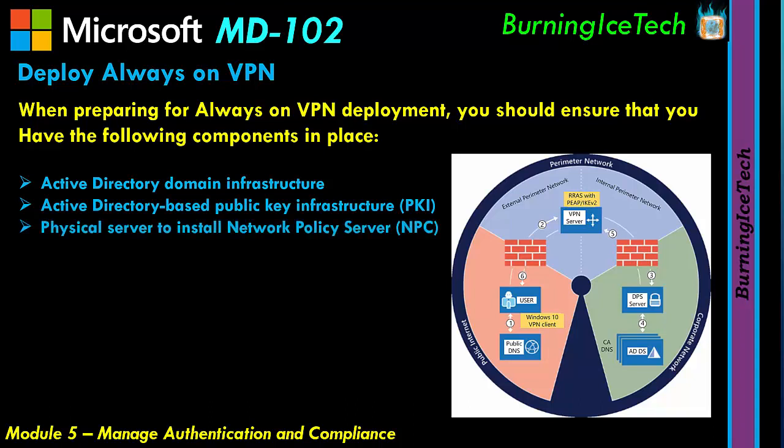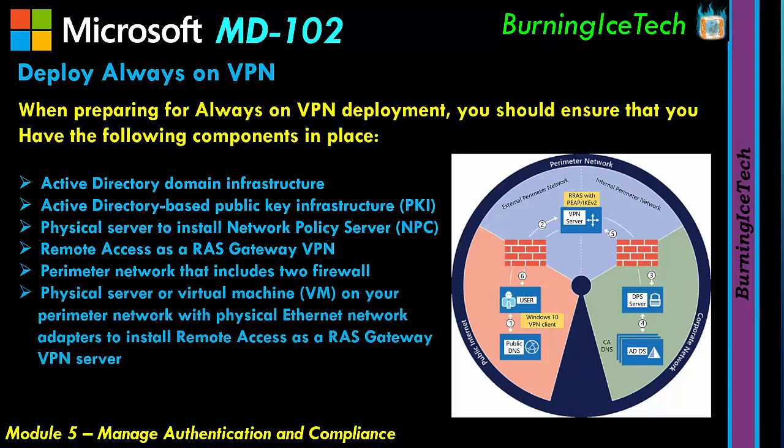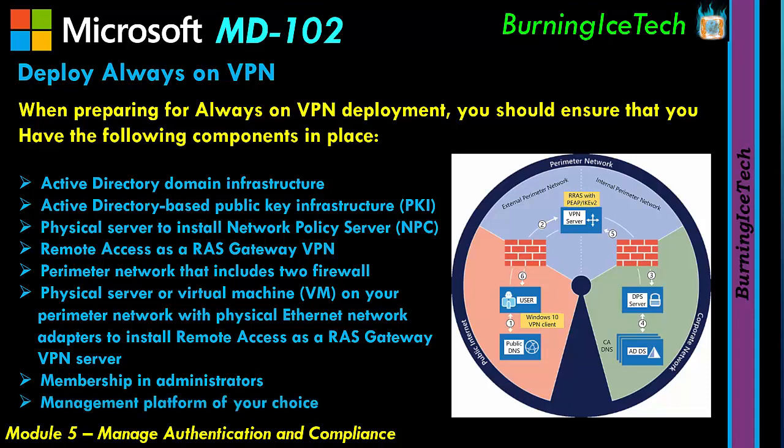You need to have a physical server to install the network policy server on. You need to have remote access as a remote access service gateway VPN. You need a perimeter network that includes 2 firewalls. You need a physical server or a virtual server on your perimeter network with physical Ethernet network adapters to install remote access as a RAS gateway VPN server. And lastly, folks, you of course need a management platform of your choice to manage it all.